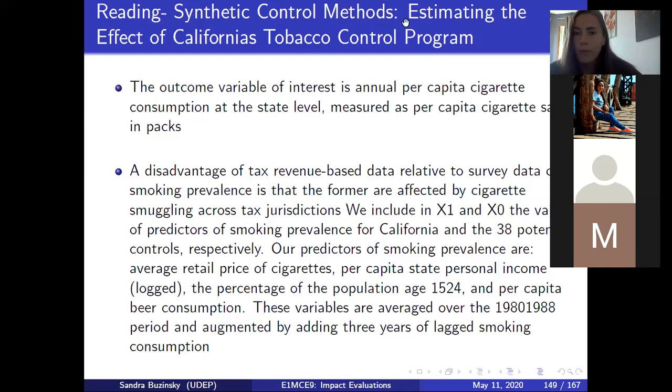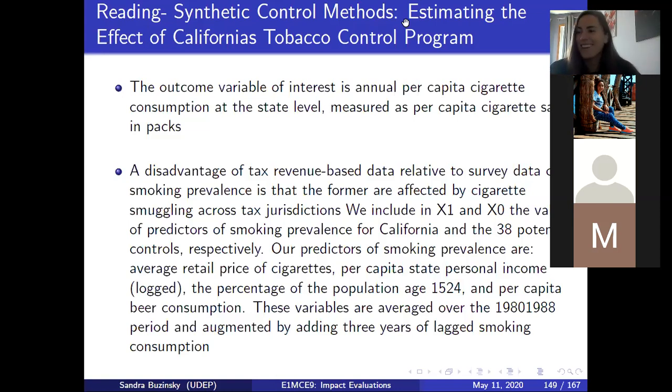So what would be the problem if people in California responded to this law by simply going over the border to buy cigarettes in another state? The results could be biased. Yeah, absolutely. Your results could be biased.